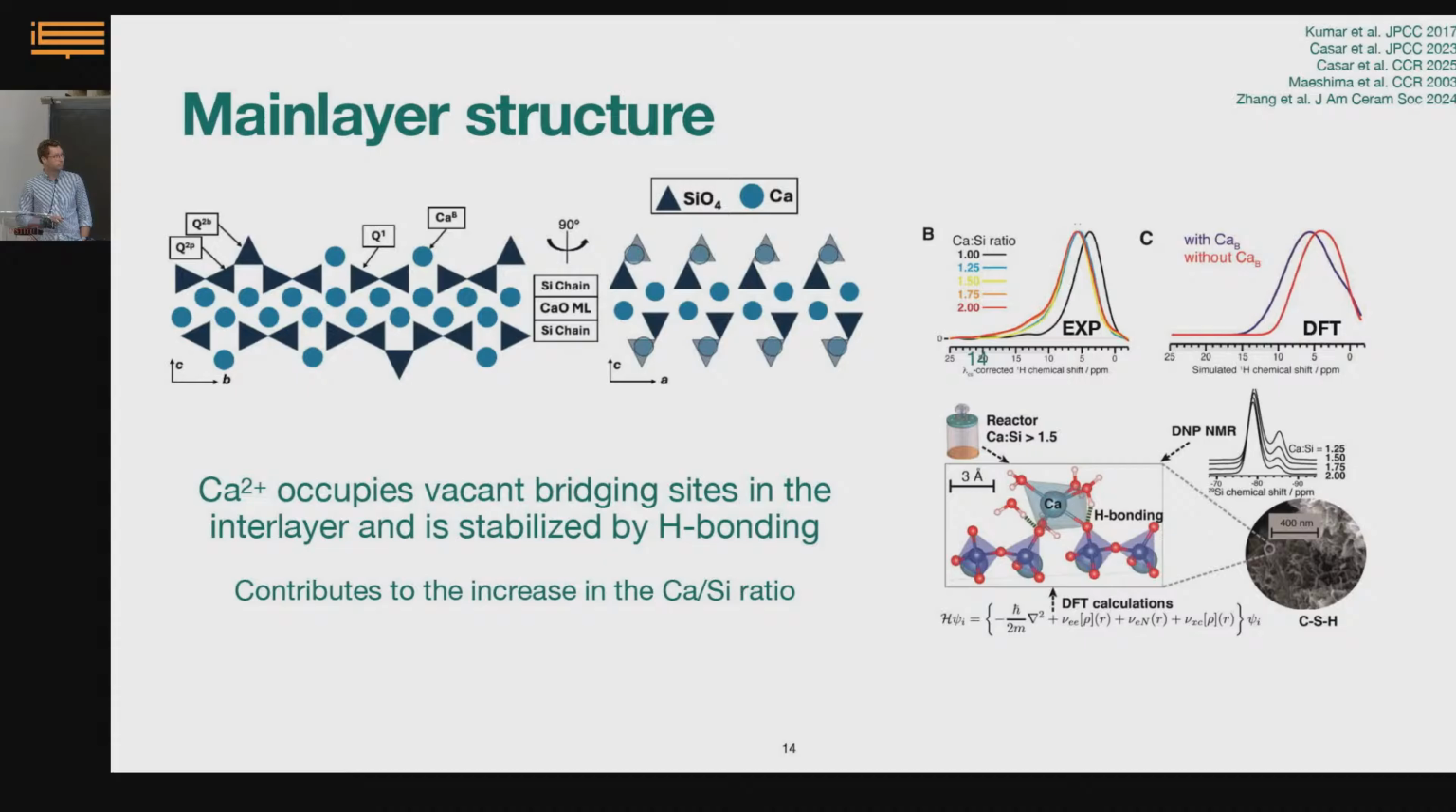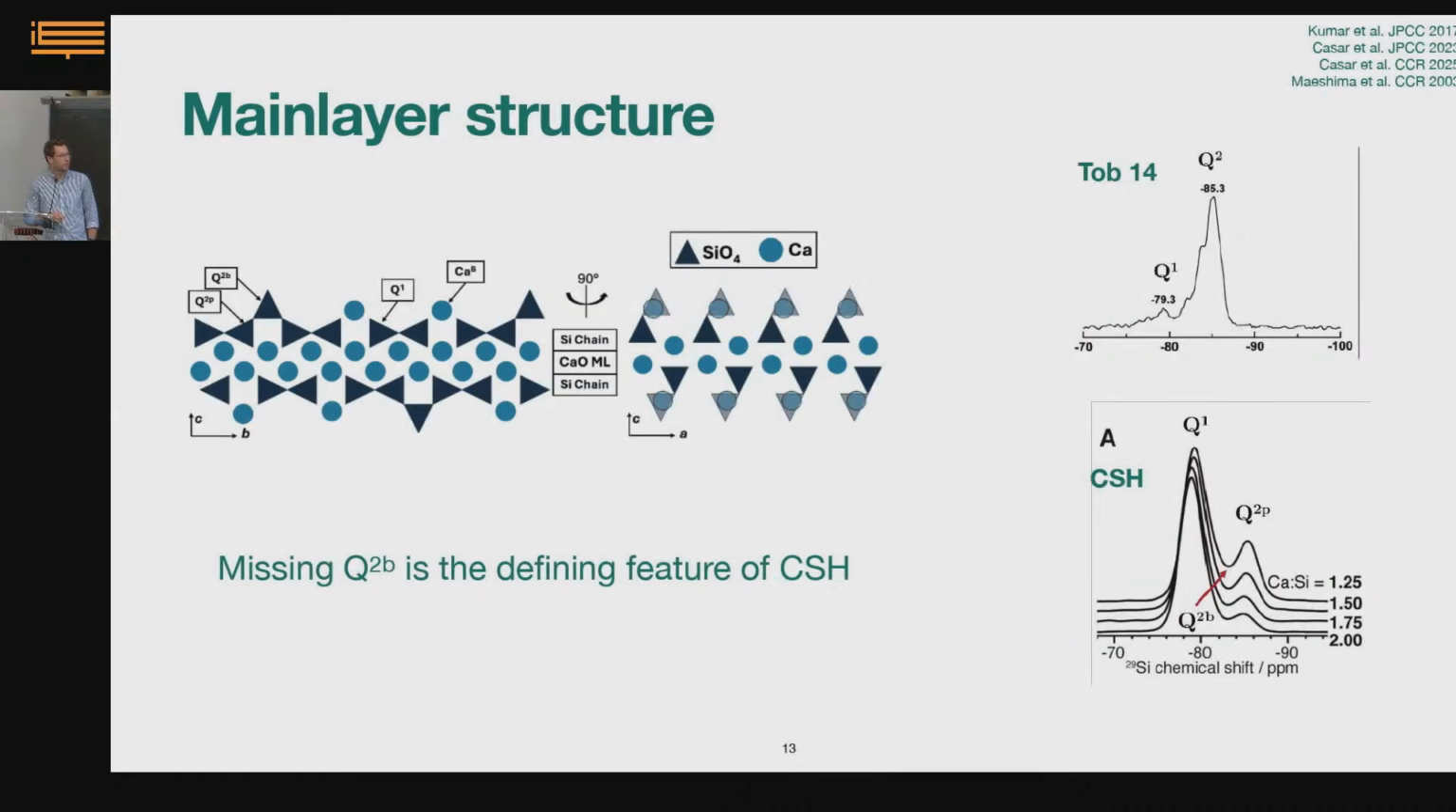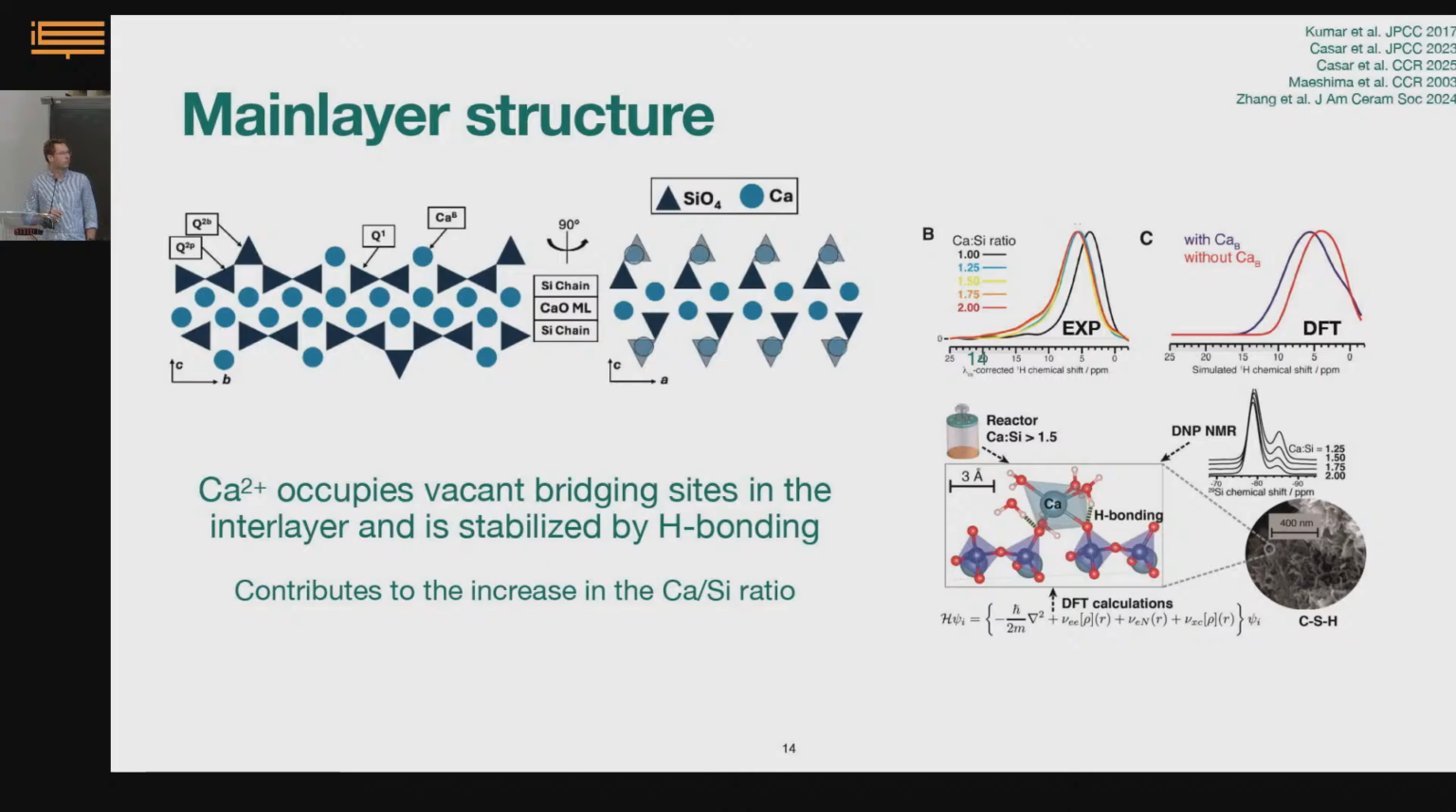So we have the calcium oxide sheet, which seems the same as in tobermorite. We have what I call the in-chain silicates. Oh, I did not mention, when you remove the bridging site, this one is no longer connected to 2 silicates, so it's Q1. That's why in the NMR we have more and more Q1 species in comparison to Q2. So the main layer seems very structured in the calcium oxide sheet. It's just the missing bridging sites, which are occupied with calcium, in comparison to the tobermorite structure.